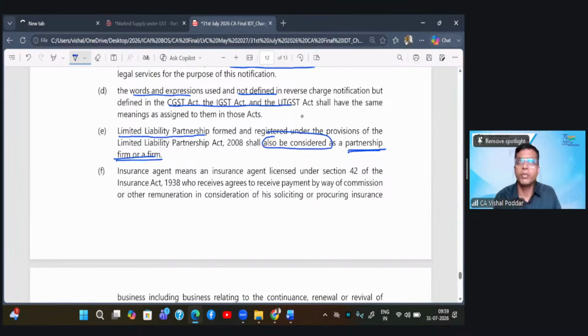So what is the relevance of this? In the above notification, wherever the words body corporate were used, you will not cover LLP in that. This is the relevance of this particular point.